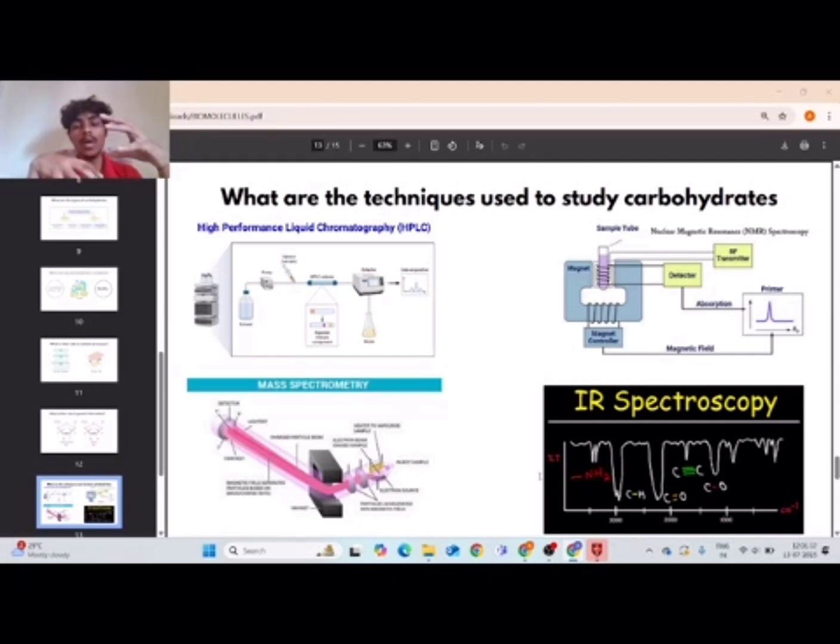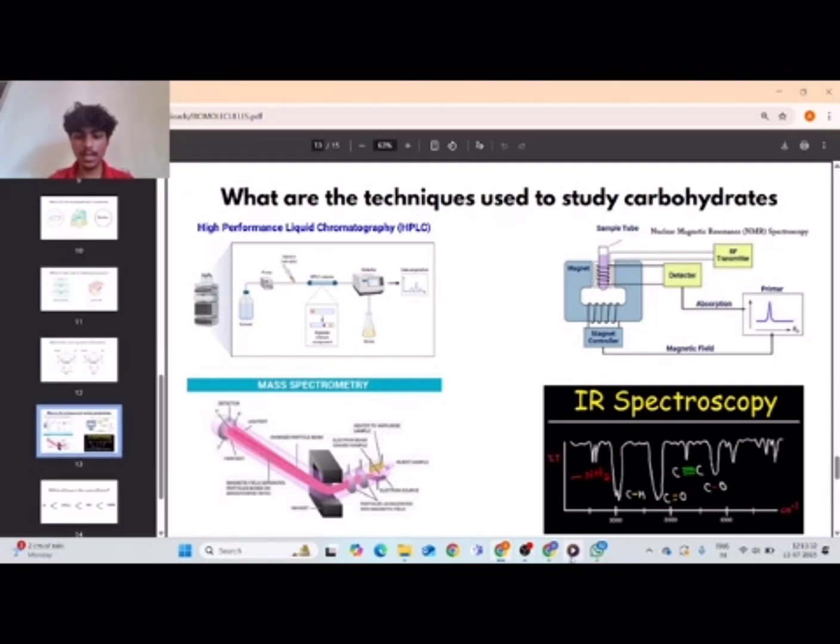Here, the carbohydrates are segregated on the basis of polarity, size, and charge, and depending on that, the entire solution is separated, and you can identify the individual molecules present in the sample, and study the particular molecules that you have obtained. The second method that is usually used is nuclear magnetic resonance spectroscopy, which is NMR spectroscopy, which works on the fundamental principle of magnetic properties to separate all of the different molecules and study them individually.